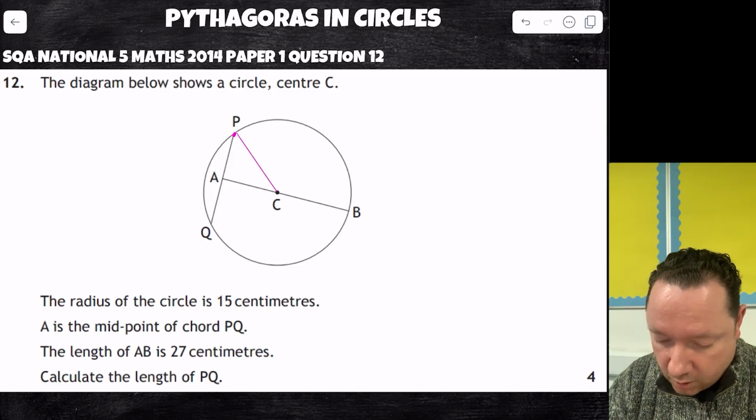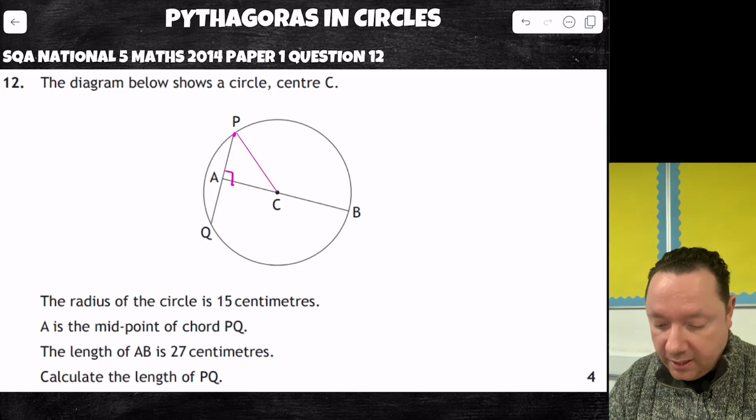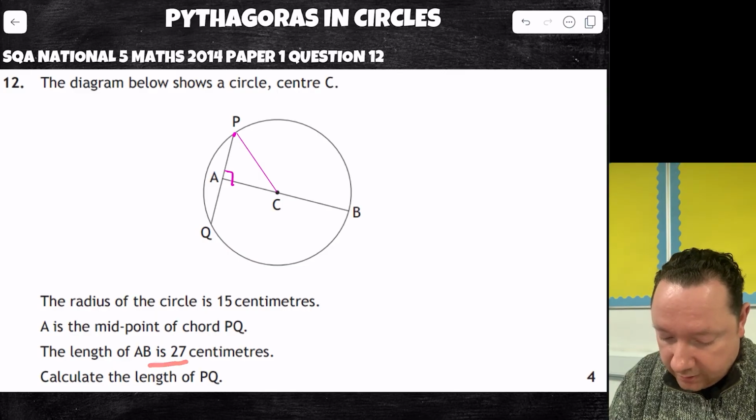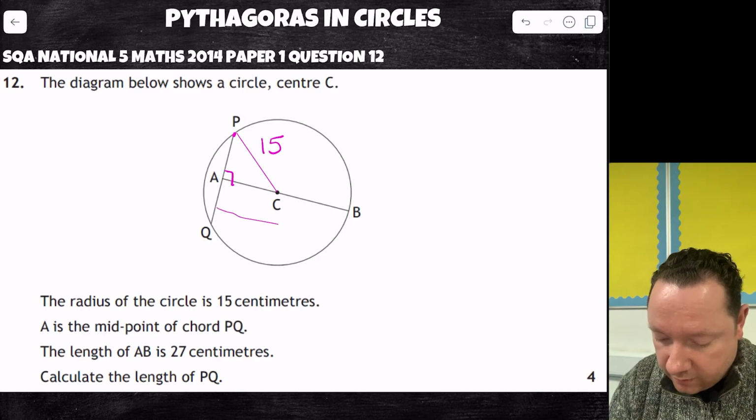There we go, and now we've got a right angle, and then see if we've got any information. So it says the length of A to B is 27, and the radius is 15. So marking my radius first, that is 15. Now this whole length is 27, so let me just show you that. That's 27 from there to there. But I know the radius from here to here is 15.